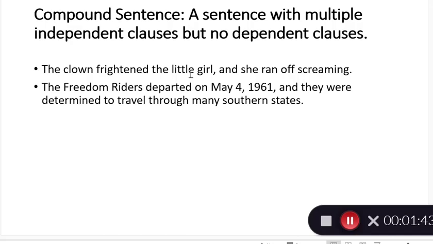The clown frightened the little girl. She ran off screaming. These two clauses could be independent. They could be sentences on their own. But because they're joined by a comma and an "and," they make a compound sentence. If there was just a comma here and no "and," no conjunction, then it's not grammatically correct and it's a comma splice.